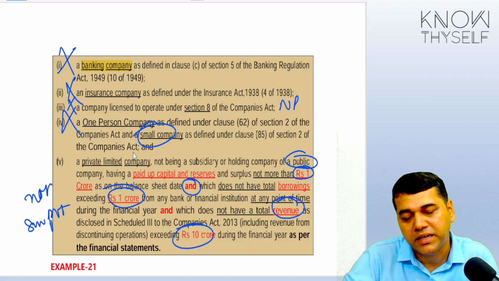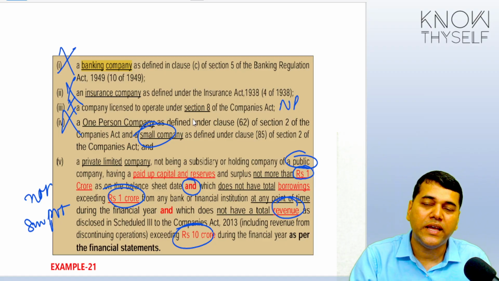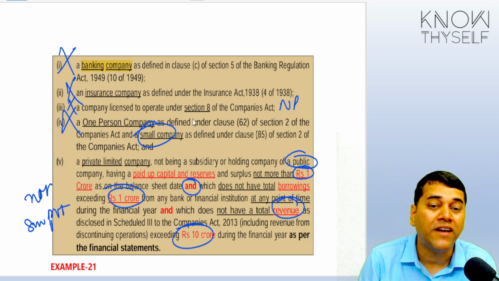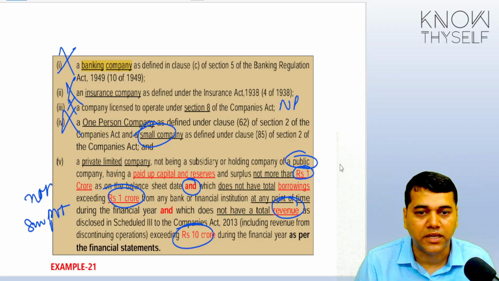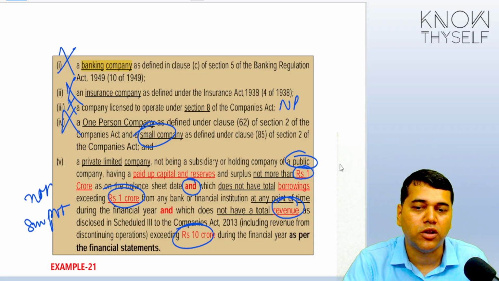One is your small company. There is a different definition only for a small company. But we want to exclude certain small private companies. That's why we have given a limit of and. If any one of these conditions fails, then CARO becomes applicable. All the three conditions should have failed. Then only we can call you as a small company.